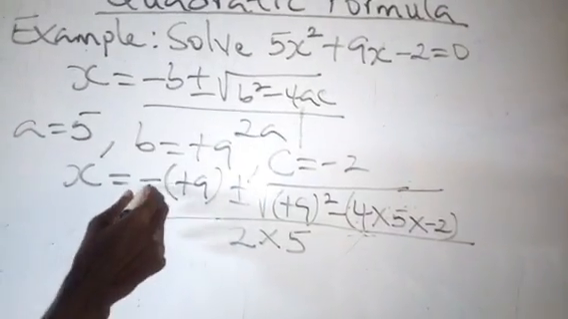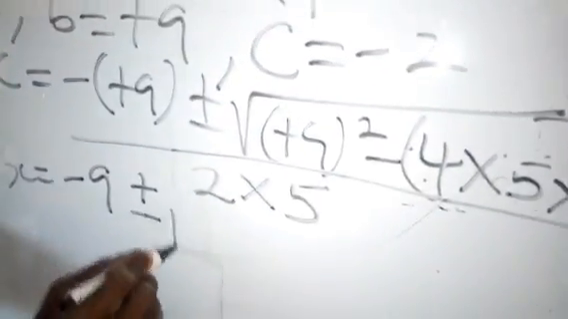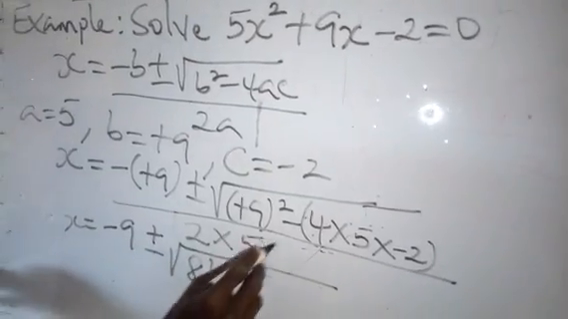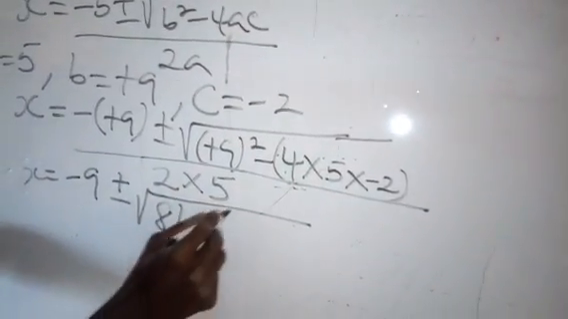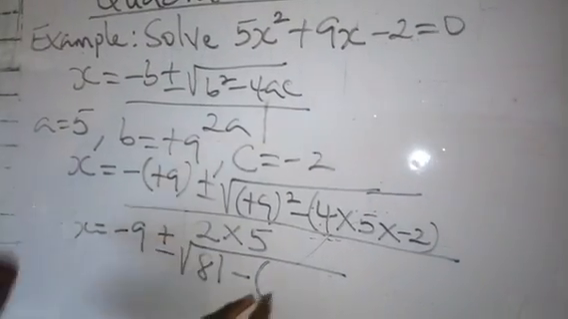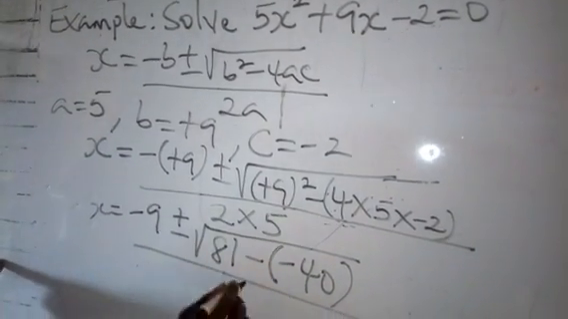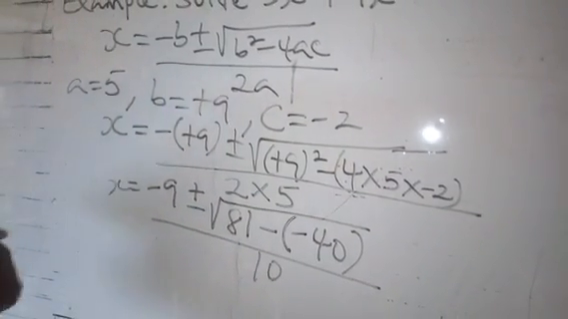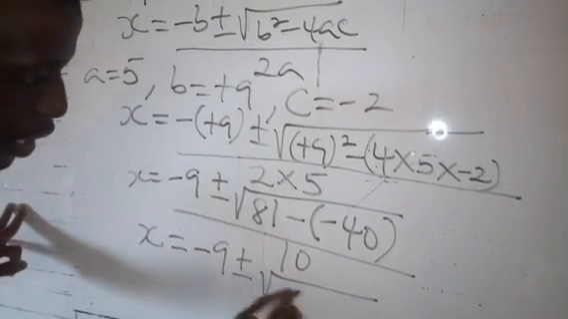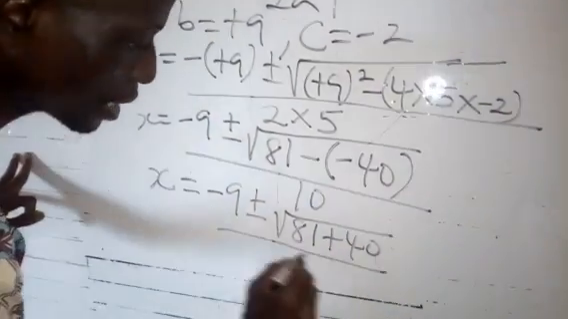I hope you guys at home are looking at what I'm solving, and I want you to pay attention. Now, minus times plus is going to give us minus 9 plus or minus square root plus 9 squared, that is 81, minus open bracket 4 times 5, that's 20, times minus 2, that is minus 40, over 10. Now we have x equals minus 9 plus or minus square root 81 plus 40, everything over 10.